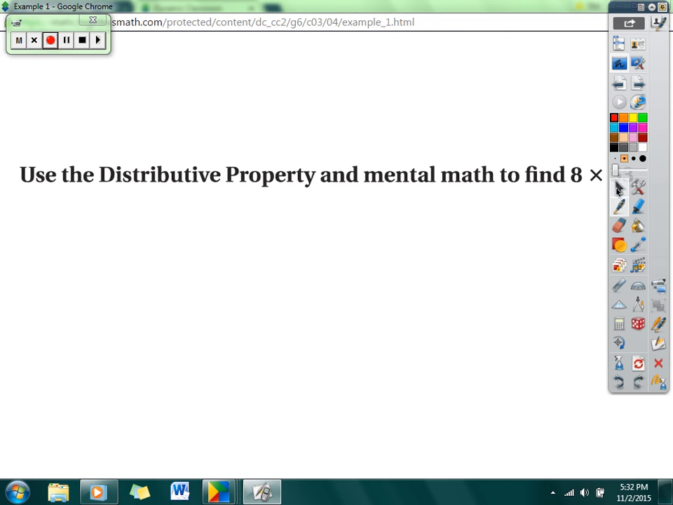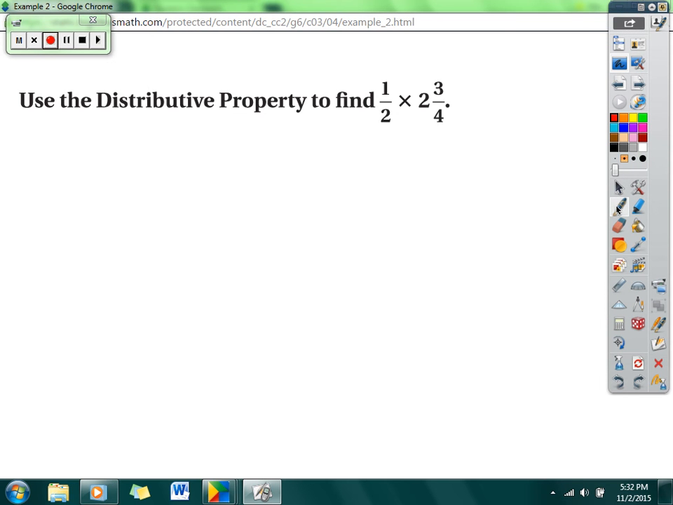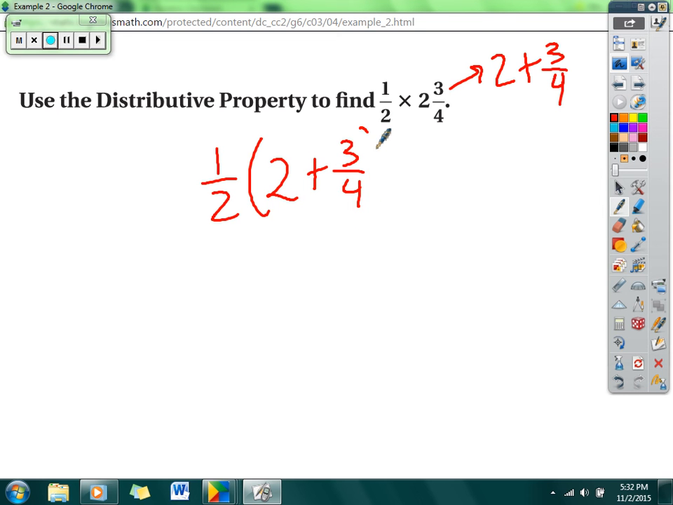The second example deals with fractions, and I know how much you guys like fractions. So let's take a look. First of all, we're doing 1/2 times 2 and 3/4. All right? I know 2 and 3/4 is really like saying 2 plus 3/4. So if I rewrite it that way, I can say 1/2 times 2 plus 3/4.